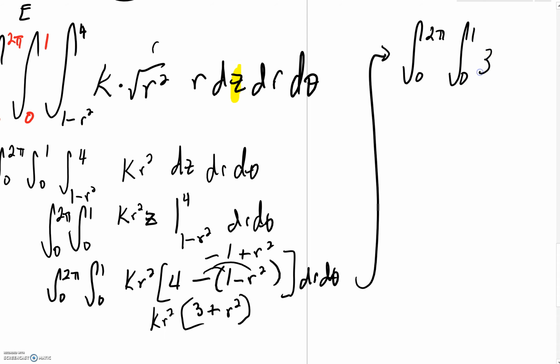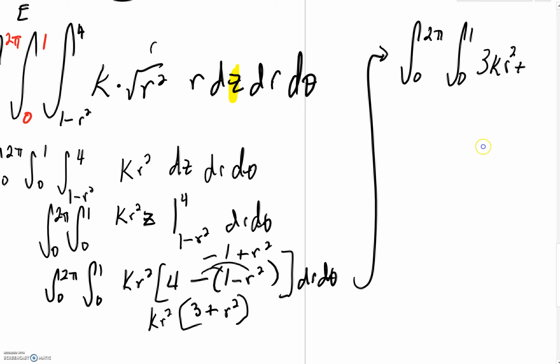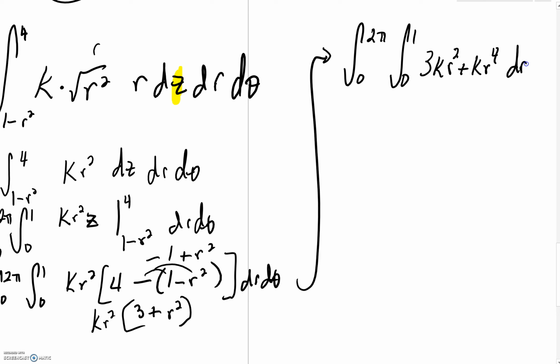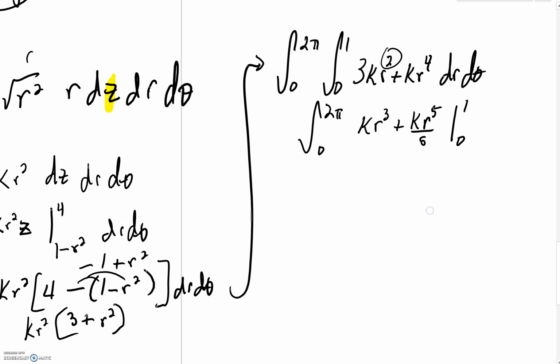And we will have a 3 K R squared plus a K R to the 4th when we distribute that, okay? So now what? We just have to take our antiderivative with respect to R. We're going to bump that up to a 3 and divide by a 3. That'll be a K R cubed. This will become K R to the 5th, pardon me, all over a 5. And we're going to evaluate that between 0 and 1.